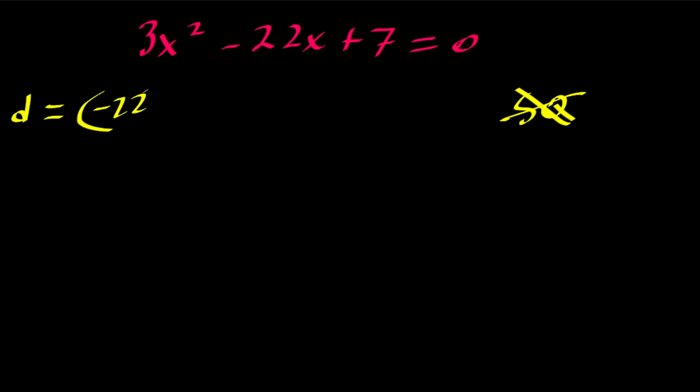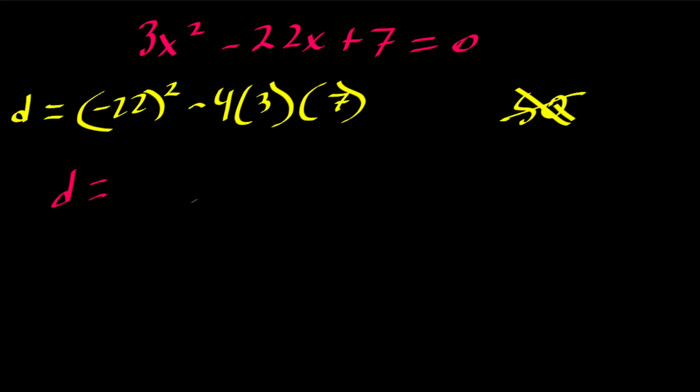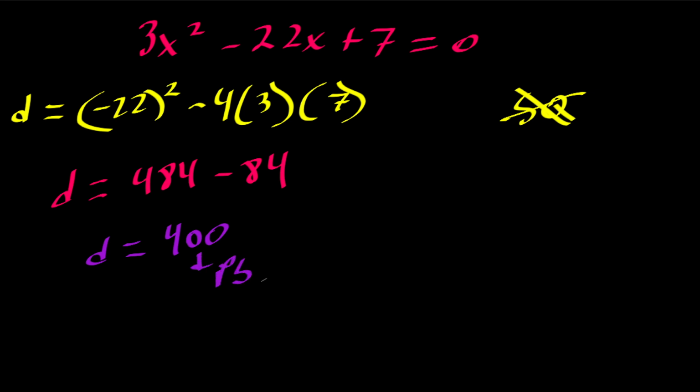Negative 22 squared minus 4 times a, which is 3, times c, which is 7. And that's going to give me 484 minus 84. So the discriminant is equal to 400. And that's actually a perfect square. So if you have a discriminant that's greater than 0, or positive, and it's a perfect square, that means you have two rational roots.